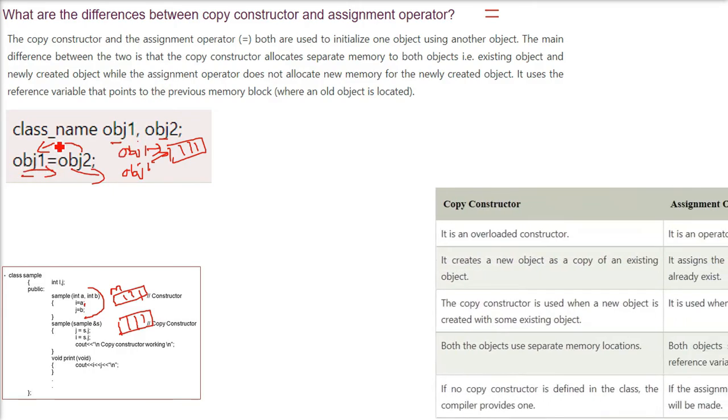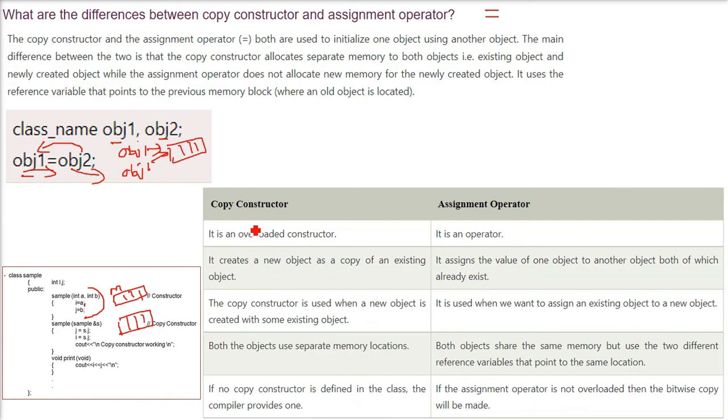Now see one by one. First of all, the copy constructor is an overloaded constructor. Assignment operator, it is just an operator. Copy constructor creates a new object as a copy of an existing object. So this is the existing and this you have copied it. The assignment operator assigns the value of one object to another object, both of which already exist. obj1, obj2 are already created, they already exist. But while the copy constructor is making a new object, at the same time we are assigning the previous object's content to this object.